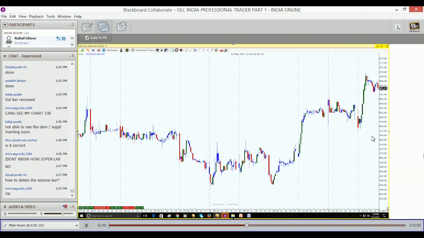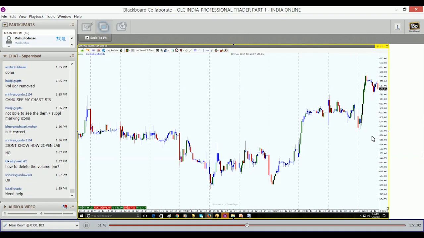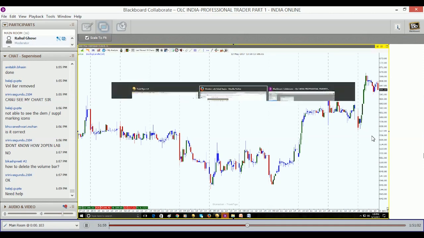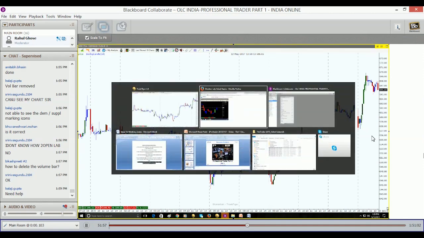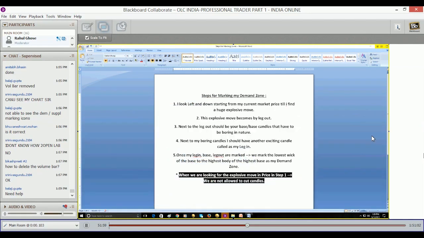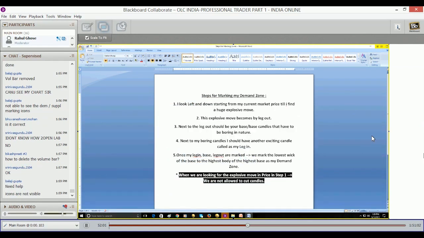Who else is left? Balaji, let's look at yours. Volume bar removed, but you have to mark your zone, no, Balaji? You haven't marked your zone. See, the rules are on my table. Let me show you the rules again. There you go. I have left the rules on the table. I'll give you another 5 minutes. It's okay if the demand supply icons are not visible, then you need to again get in touch with IT, Balaji. But you can mark 2 horizontal lines and call it your zone.